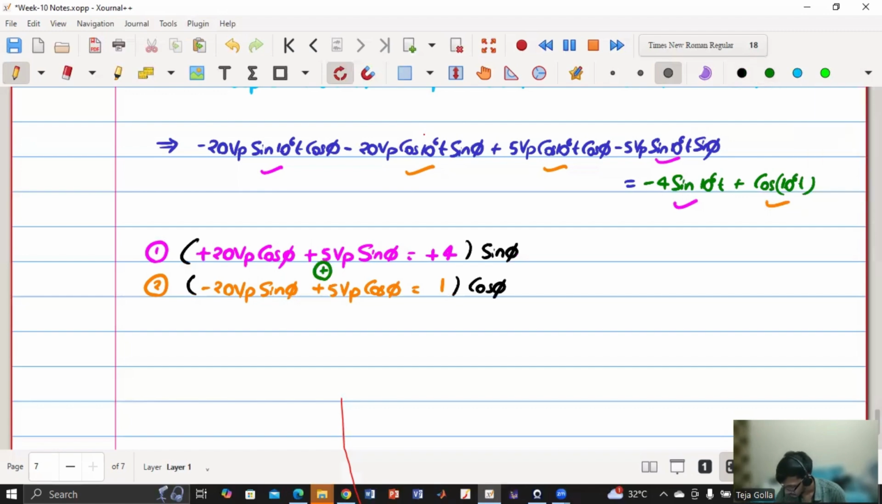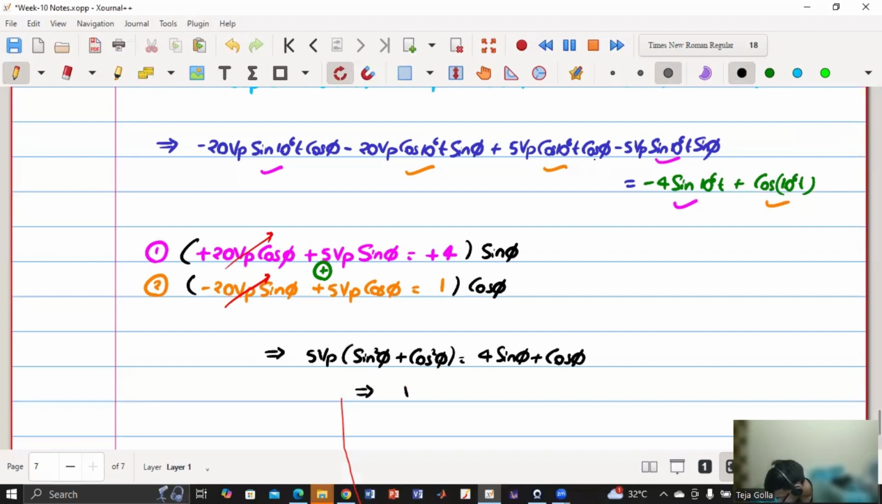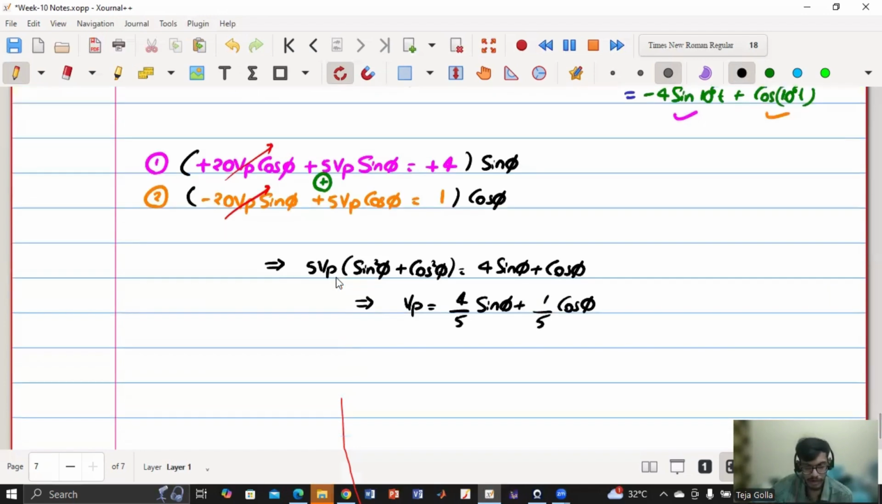If you see here, you'll have 20 Vp sine phi cos phi minus 20 Vp cos phi sine phi. Once you add that, you will get 5 Vp into sine square phi plus cos square phi is equal to 4 sine phi plus cos phi. Agree? So now you will get Vp is equal to 4 by 5 sine phi plus 1 by 5 cos phi. Agree? What I have done? Everyone agree? Simple. I have just multiplied by sine phi and cos phi and did some mathematical manipulation.